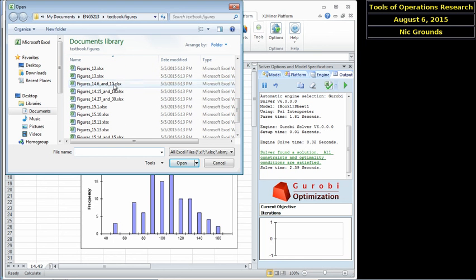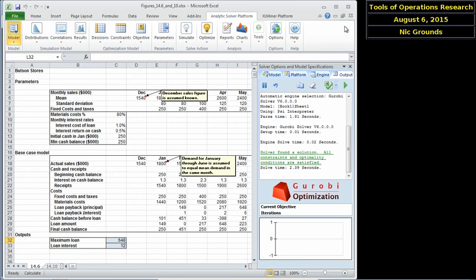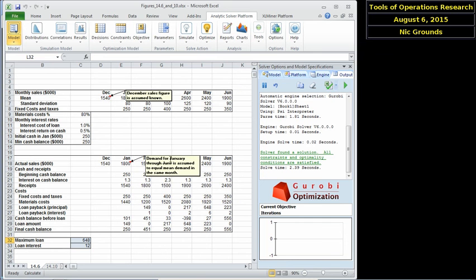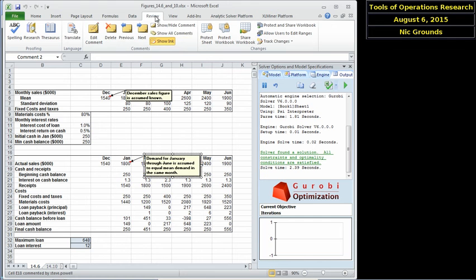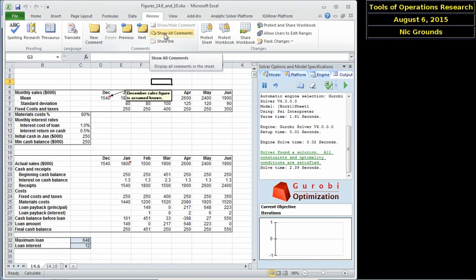Here we go. So let's look at it. It's going to be this one here. All right, so here's an Excel spreadsheet that represents those things. Let's get rid of some of these comments and stuff. Okay, so here's the model.